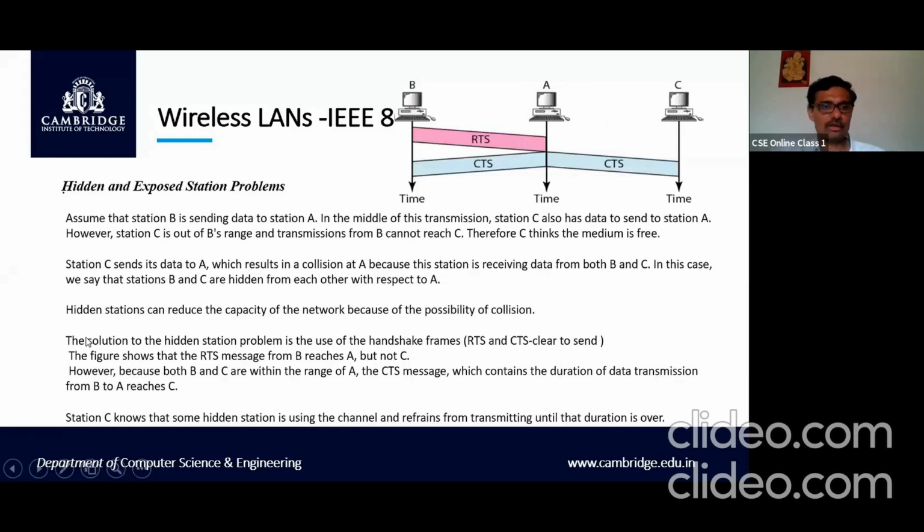So how do we solve that problem? Let us see this diagram. The solution to the hidden station problem is the use of handshake frames, as I said, called management frames. What is RTS? Request to send, the RTS frame. CTS means clear to send.